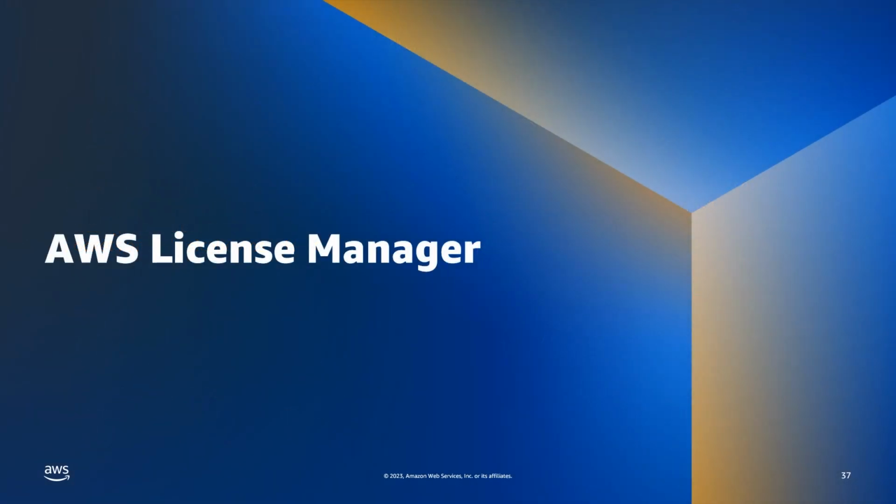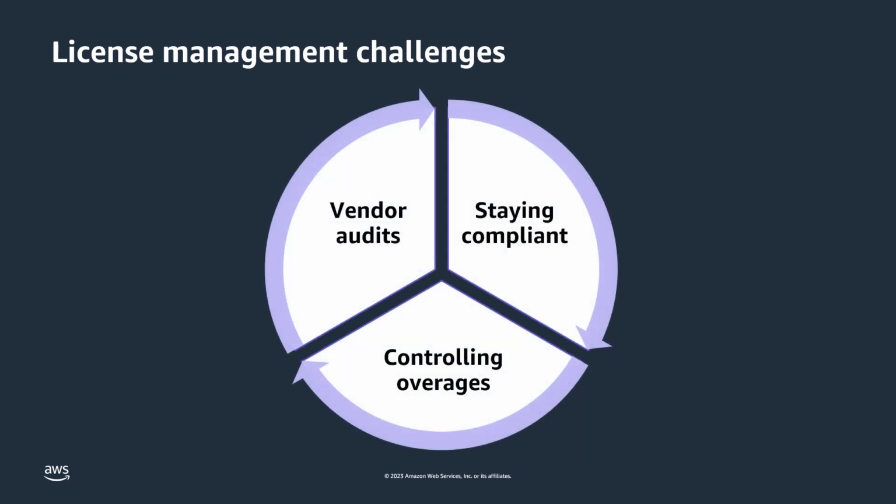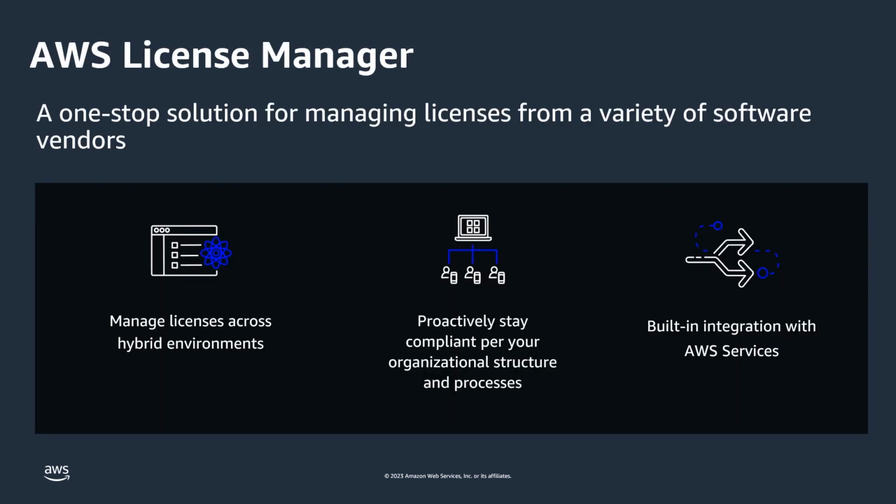I want to talk about AWS License Manager, which is a free solution that helps customers manage licenses from various vendors, including Microsoft, as well as Oracle, IBM, and SAP. So customers do have many license management challenges. Licensing can be complex. Customers have to think about vendor audits, staying compliant, understanding all those various terms we've been talking about, and controlling overages, or in other words, not using more licenses than they own. License Manager is a free solution that helps customers manage licenses from different vendors across different environments. It works on-prem, on AWS, even in other clouds. It helps customers stay compliant, and it integrates with AWS services.